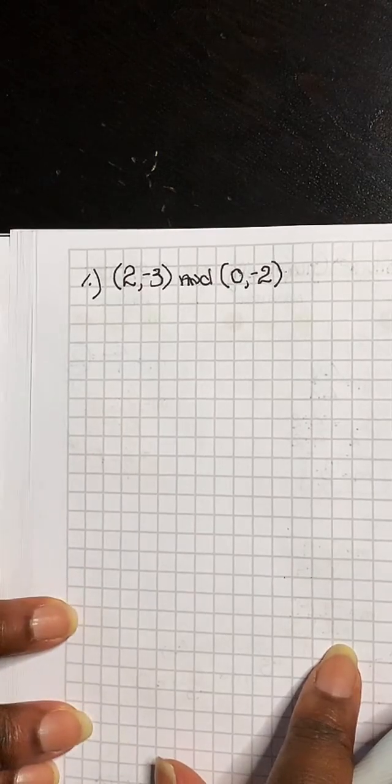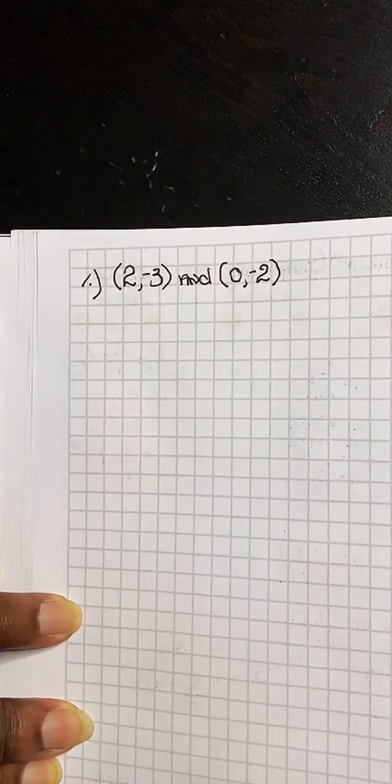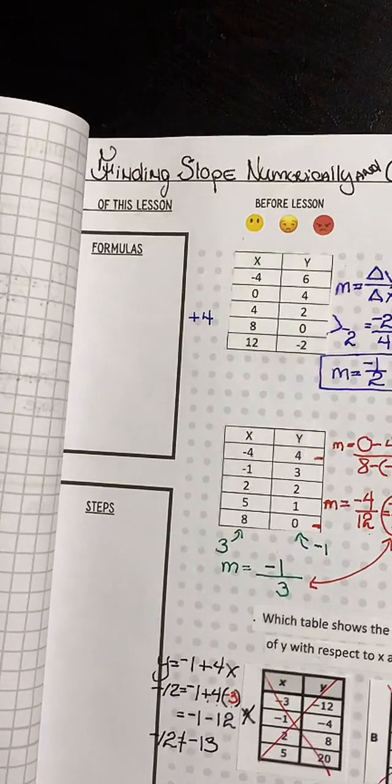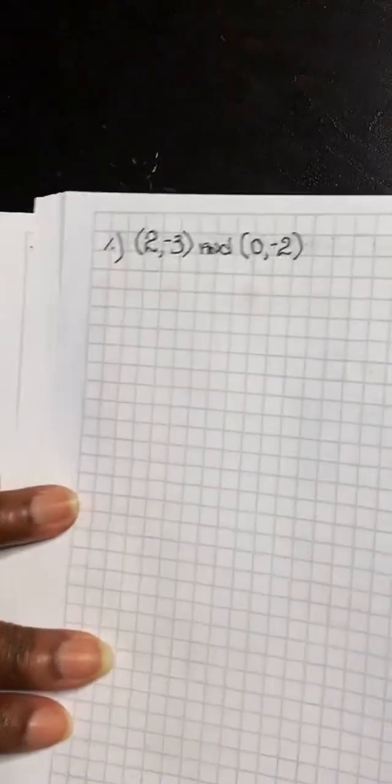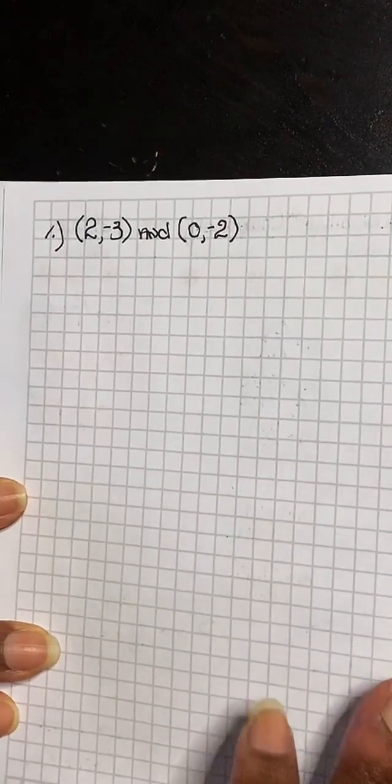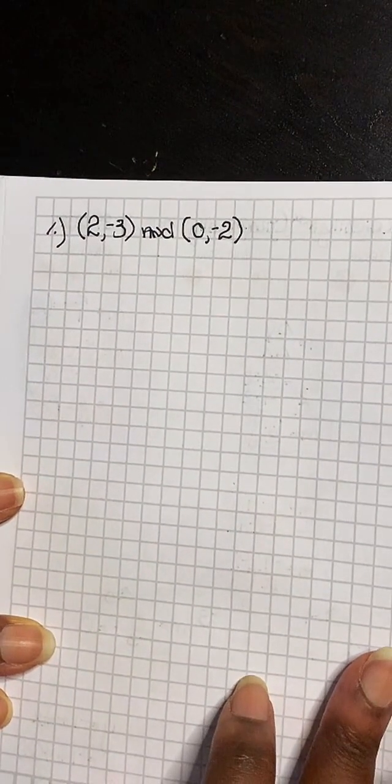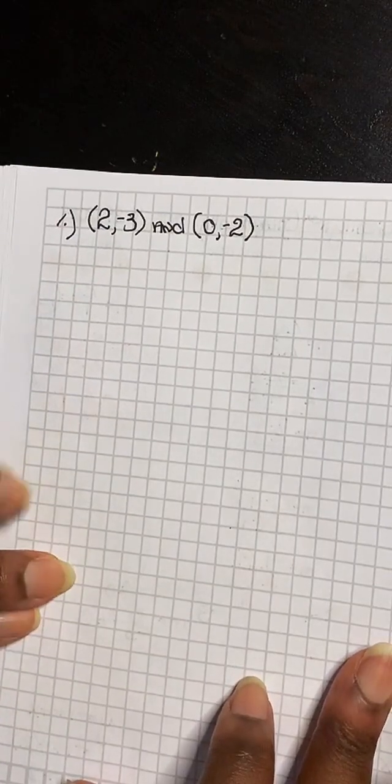I try. Okay, so for people that had me yesterday, because this is what we did a lot of before. We looked at finding slope numerically. I'm going to be using basically the same points, but this time we're trying to find the equation of the line. So if I may, let's see if we can find our slope again.